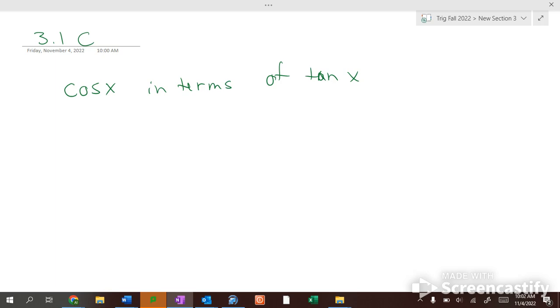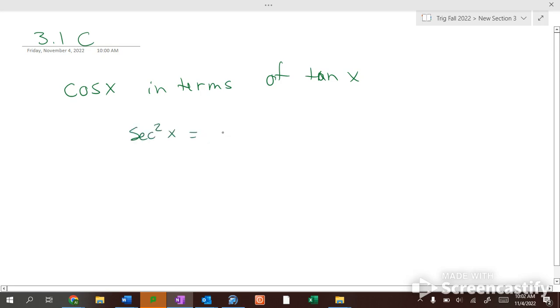No, you don't. So, cosine goes with sine, but if you turn tangent into sine over cosine, that's going to make it too complicated. We're not going to go there. So, what's the Pythagorean identity with tangent? Secant. Does cosine have anything to do with secant? 1 over secant is cosine, right? So, if I use a Pythagorean identity, secant squared of x equals tangent squared of x plus 1. Okay?